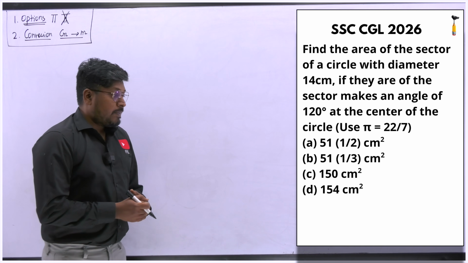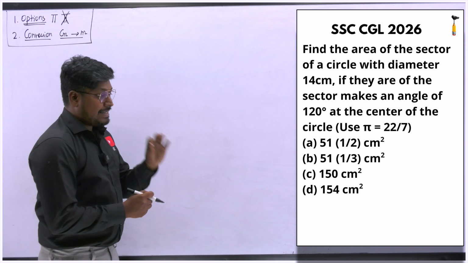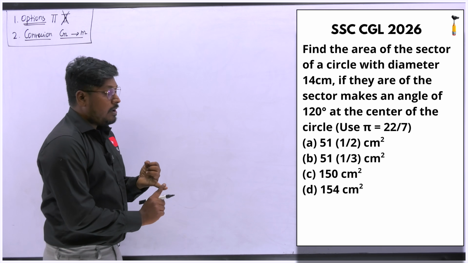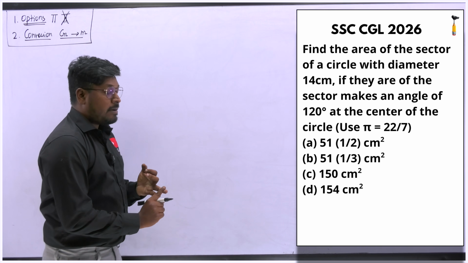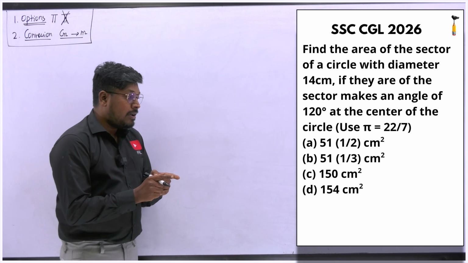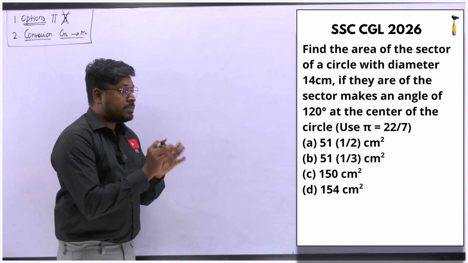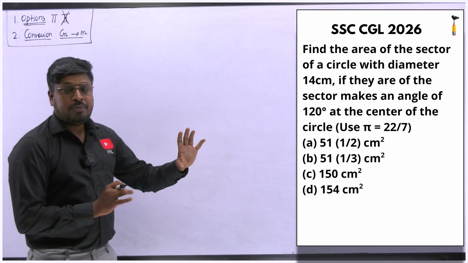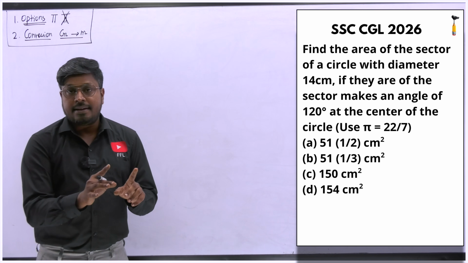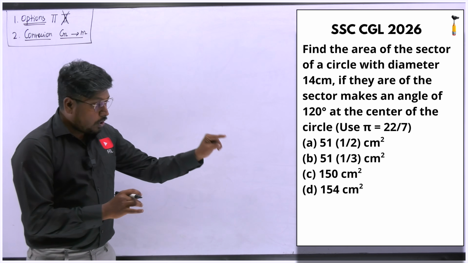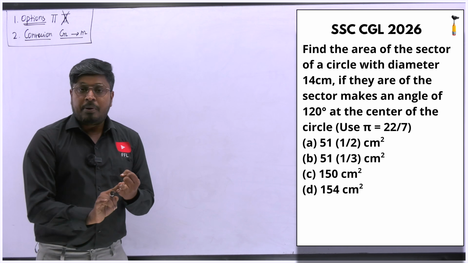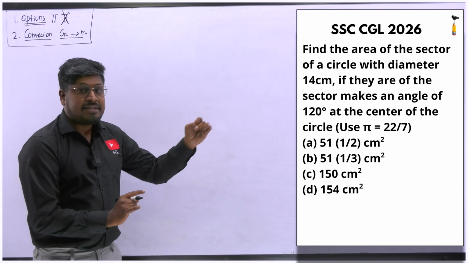Question number 2. Find the area of a sector of a circle with the diameter 14 centimeter if the area of the sector makes an angle 150 degree at the center of the circle. Use pi is equal to 22/7. Just see here, we need to find the area of the sector. And first what you need to do, look at the options. In the options we don't have pi. And second, importantly, some of the options are in mixed fractions.